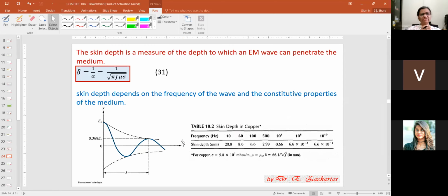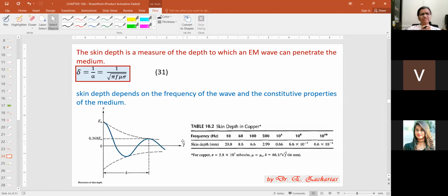So here 32A and B are simply the electromagnetic fields, electric field and magnetic field, in terms of delta, nothing new. Wherever you had, for example, E0, what should you have had here? E to the power of minus alpha Z. Instead of alpha Z, you write Z by delta. Similarly, here you should have omega t minus beta Z. Instead of beta also you can write 1 by delta, because after all alpha equal to beta. And of course the minus pi by 4 which appears for the magnetic field doesn't change.